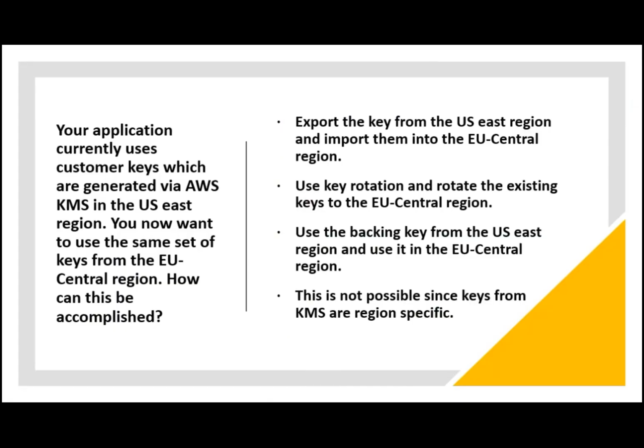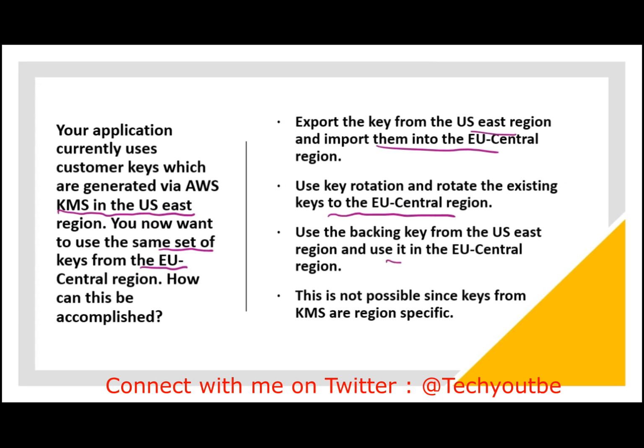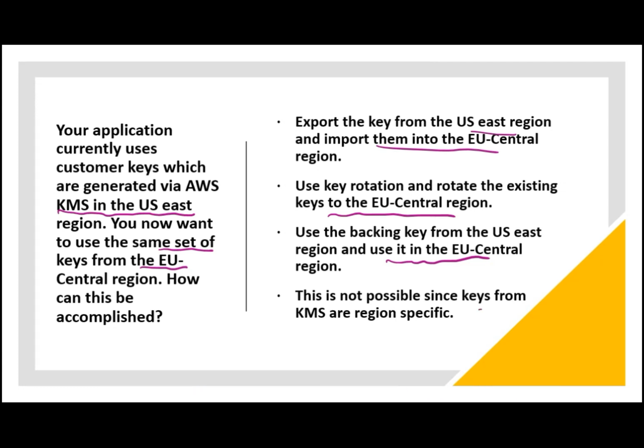Let's talk about this question. In this question they are asking, your application currently uses customer keys which are generated by AWS KMS in the US East region. You now want to use the same set of keys from the EU Central region. How can this be accomplished? The options we are having: export the key from the US East region and import them into the EU Central region; use key rotation and rotate the existing keys to the EU Central region; use the backing keys from the US East region and use them in the EU Central region; this is not possible since keys from KMS are region specific.